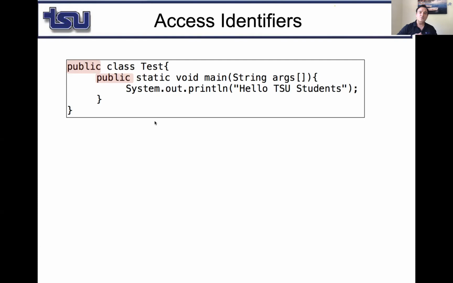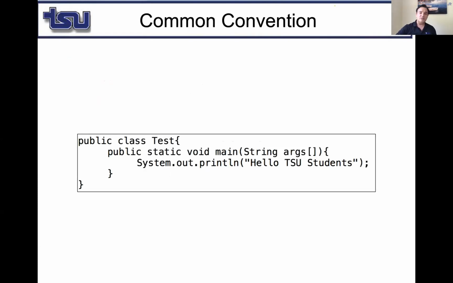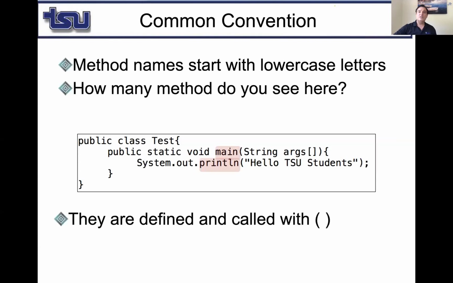So all I want you to do is that you should be able to identify an access identifier: private, public, protected. And we'll talk about them later. So when I look at this example, I see a class, named Test, T is capital, and the class is public. I see a method main, that method is public. That's all what you need to know here.